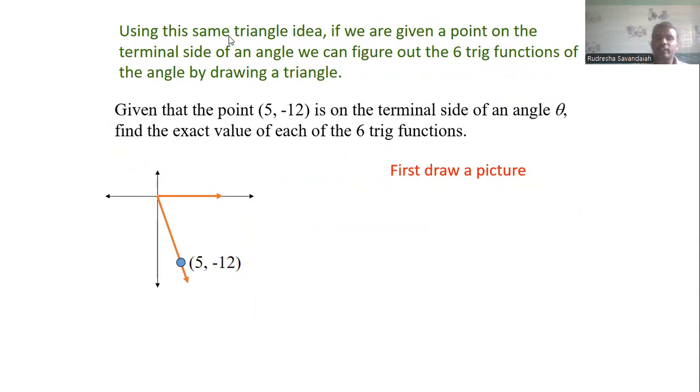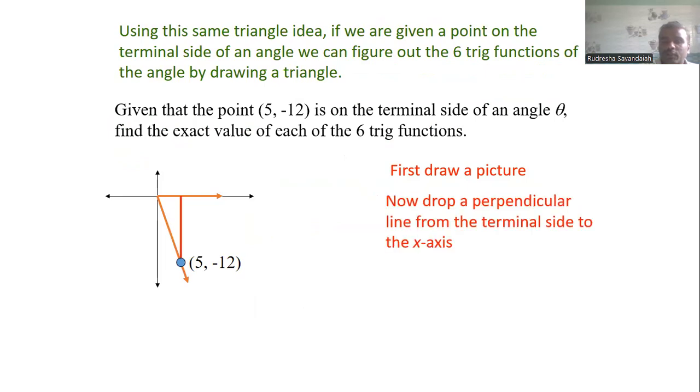See here, using the same triangle idea, we are given a point on the terminal side of an angle. We can figure out the 6 trigonometric functions of the angle by drawing a triangle. Given that the point 5 comma minus 12 is on the terminal side of an angle theta, find the exact value of each of the 6 trigonometric functions. First draw the picture.